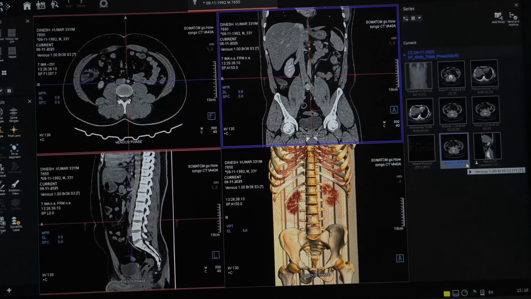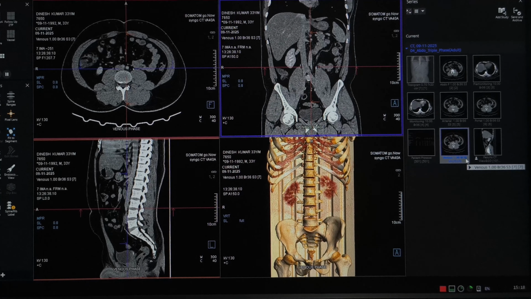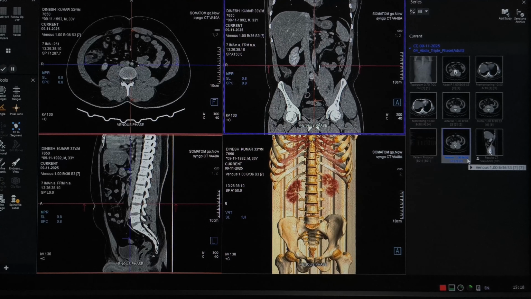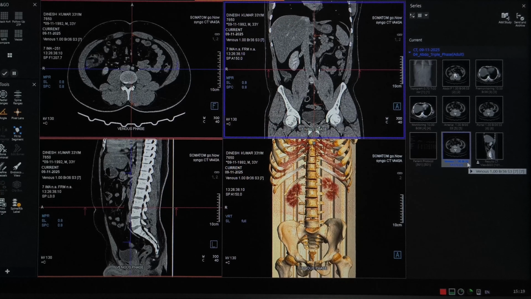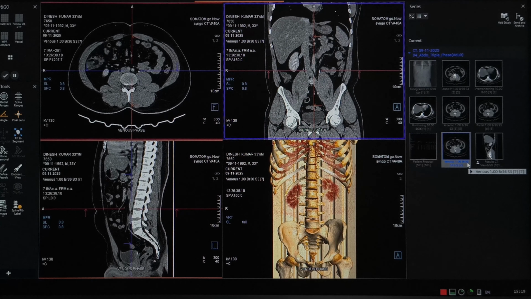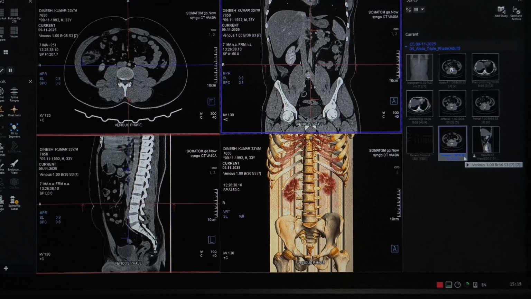Delayed phase. The last is the delayed phase, usually done 3 to 5 minutes after contrast. By this time, contrast washes out from blood and enters tissues. Best seen: kidney tumors, urinary tract, cyst versus tumor, scar tissue, adrenal lesions, etc.